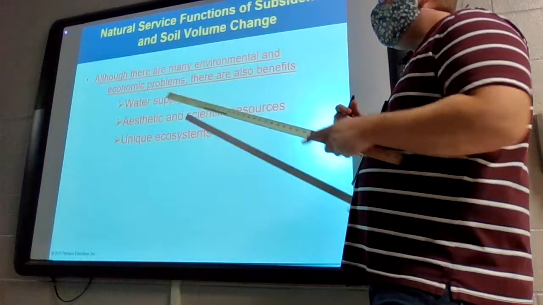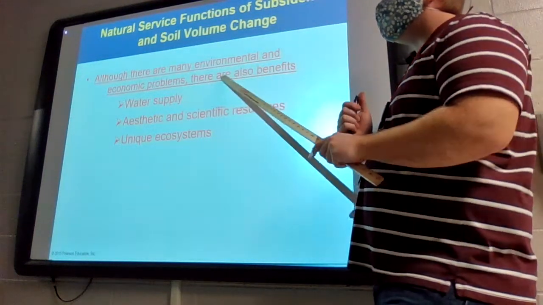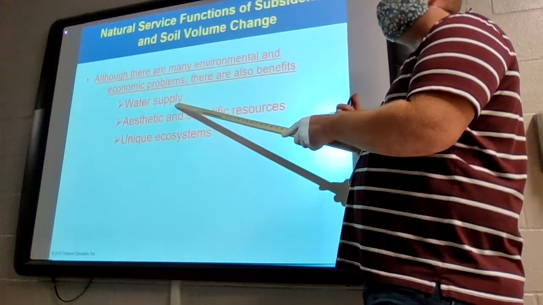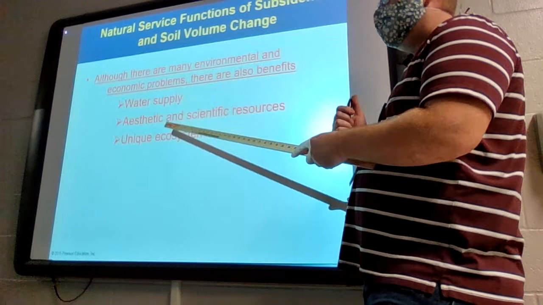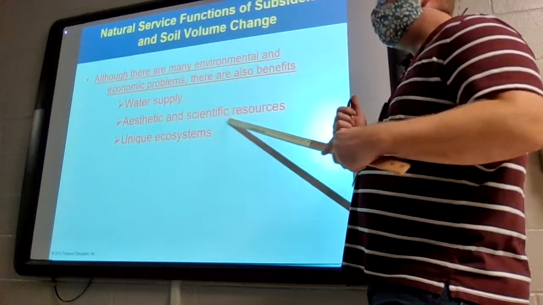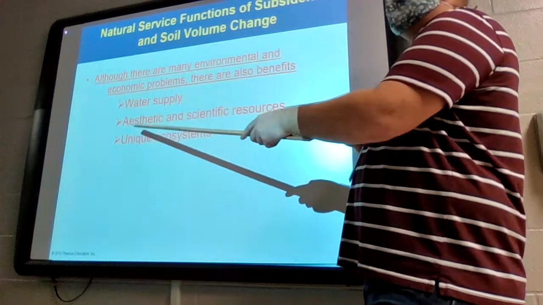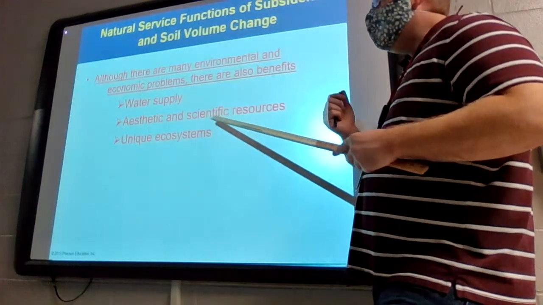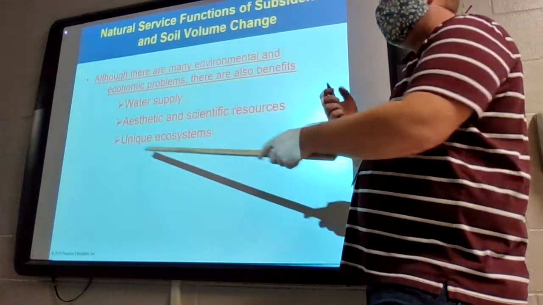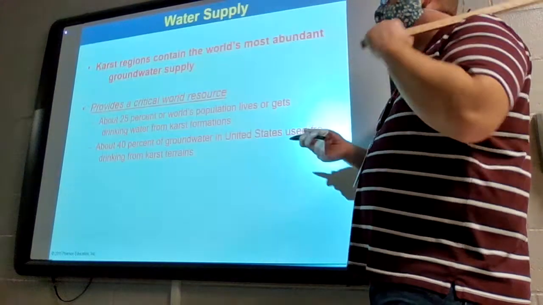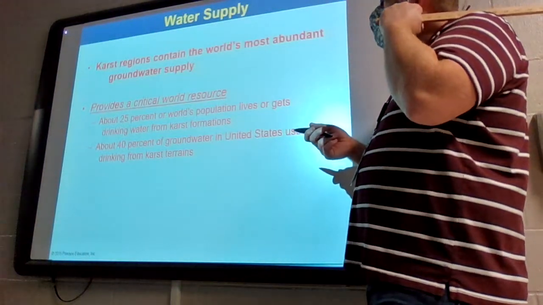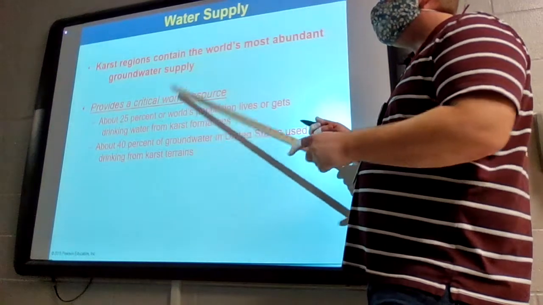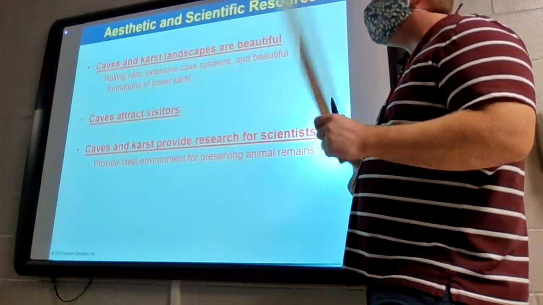like shrinking like that. Although there are many environmental and economic problems, these are also the benefits. It can affect your water supply in a positive way. Aesthetic and scientific resources, so you can go enjoy yourself in a cave for a couple hours or study something that lives down in a cave. And unique ecosystems are a big deal. Karst regions contain the most abundant groundwater supply, provides a critical world resource for groundwater.